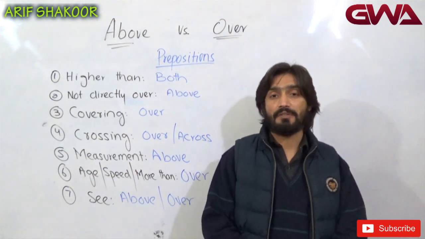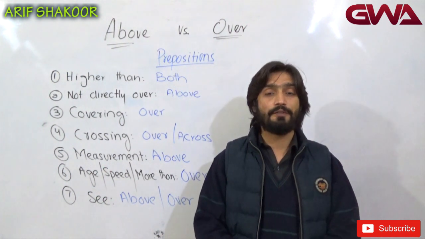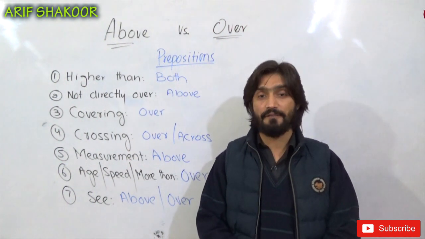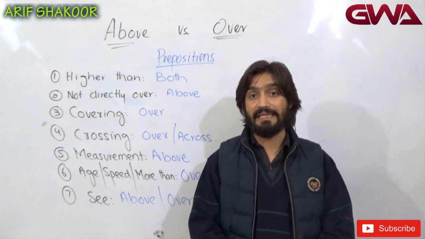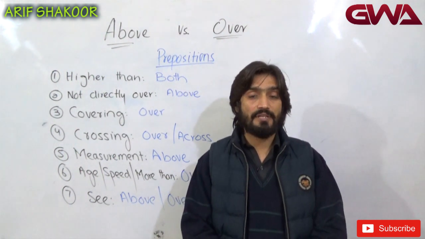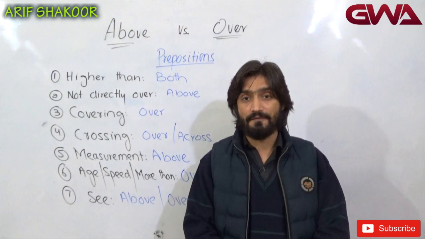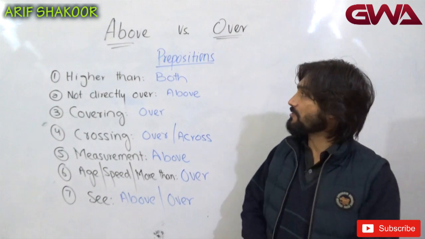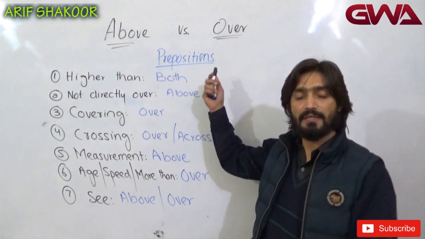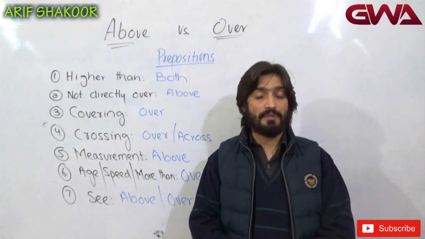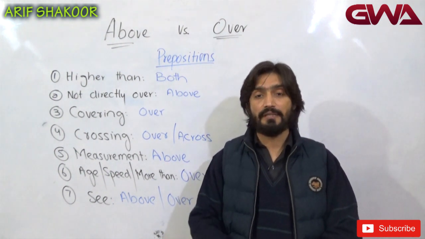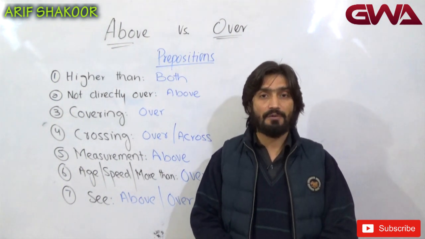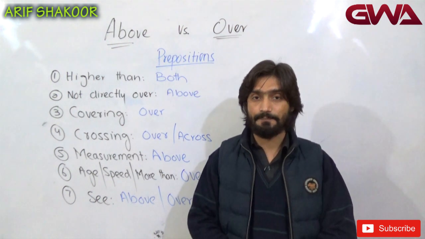Prepositions, confusing words. Many students are confused whether they should use to, for, of, over, above, below, underneath, beneath. So, prepositions can be confusing, and some of the prepositions are easy too. Today, I'm going to explain two of the prepositions, above and over. They look similar most of the time, but there are some differences between them. Today, I'm going to explain how to use them in different ways.